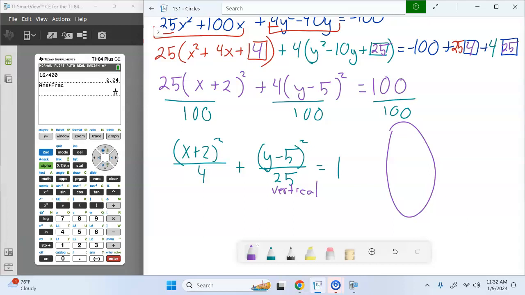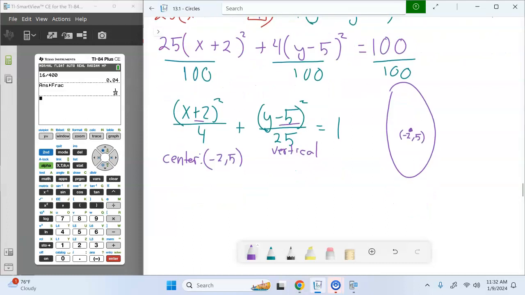Where is my center? Not on this one. We have h and k now. Get 2, 5. Okay, so we have our center at negative 2, positive 5. We actually have to see that in. There's our center.